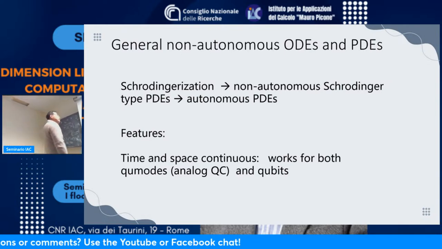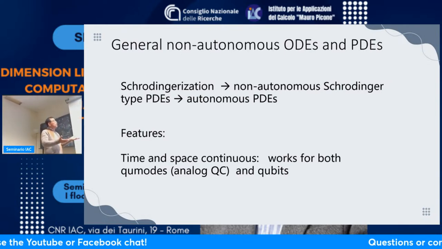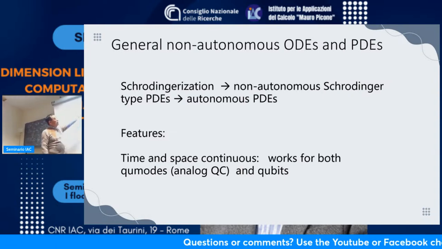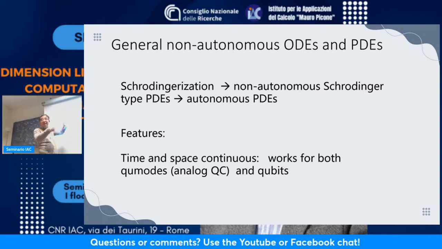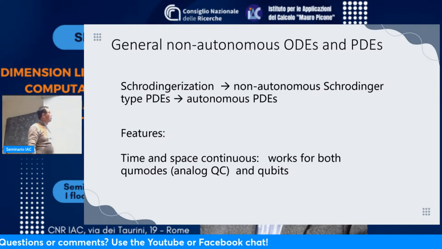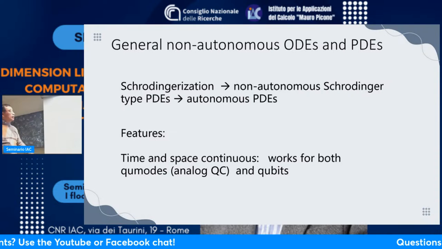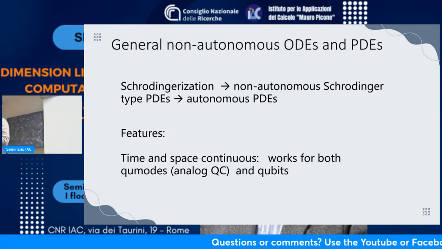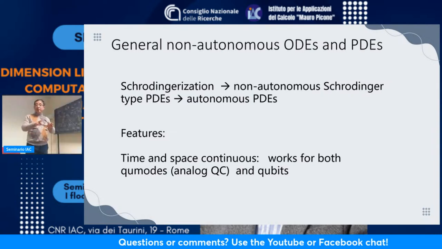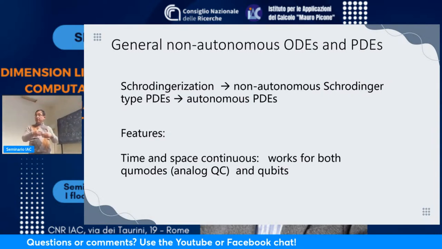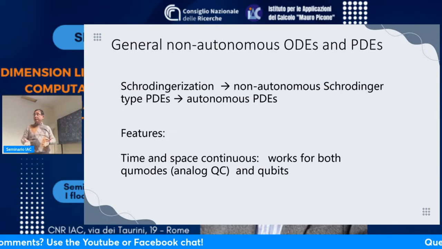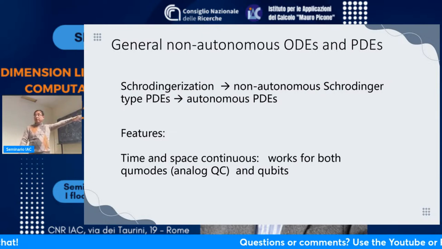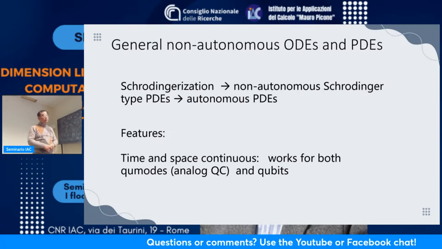All right, so of course this is a Hamiltonian system. For any general PDE, you can first Schrodingerize it. That becomes a non-autonomous Schrodinger equation. You can then go to one dimension higher to make it autonomous. Another feature is that time and space are continuous. We do not have to use a Dyson series. We do not have discrete time, which makes continuous variables possible. You do not have to rely on qubits. You can still use qubits if you discretize, but you don't have to. So you allow this qumodes formulation.